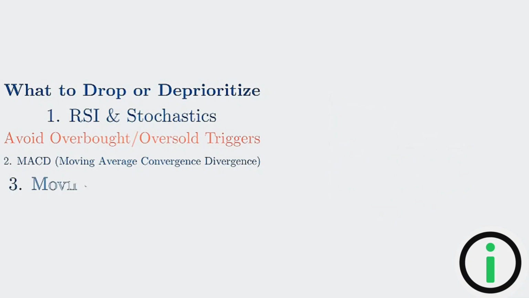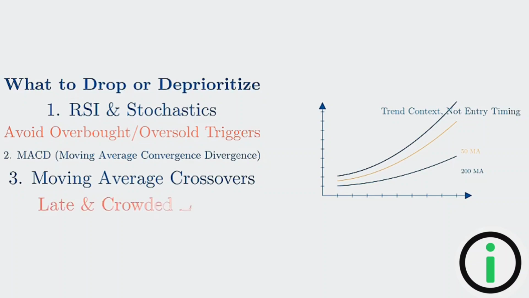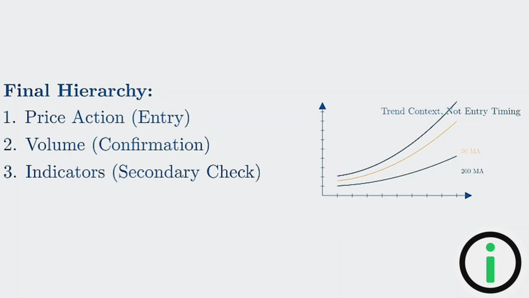Finally, the famous moving average crossovers, like the golden cross. These are excellent for defining the long-term trend context. If the 50 is above the 200, you should generally be looking for buy setups. However, using the moment they touch as your entry signal usually means you are entering at the most crowded and late stage of a move. Use price action to enter, volume to confirm, and indicators only to provide a secondary check on your logic.